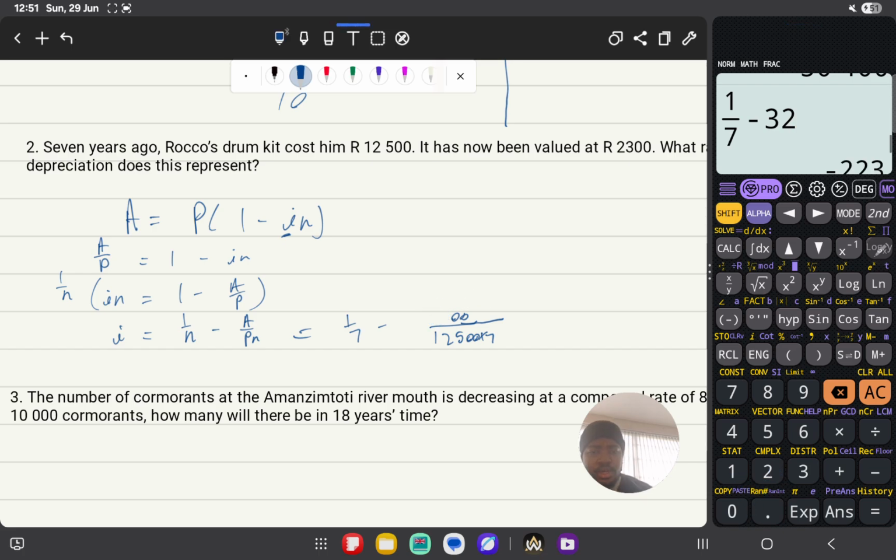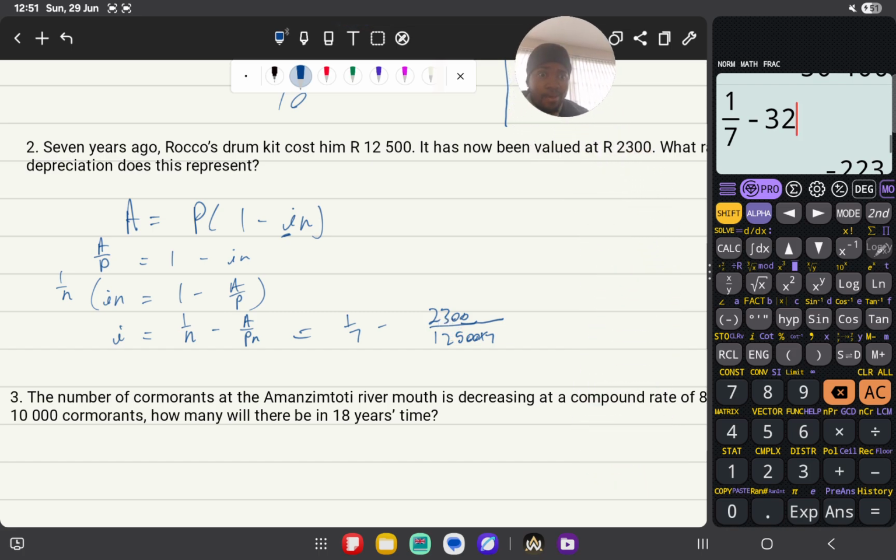No. Here I just swapped these values. It's 2,300 divided by 1,000 times 7.